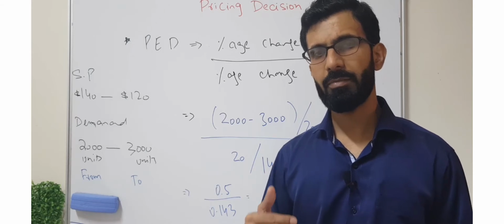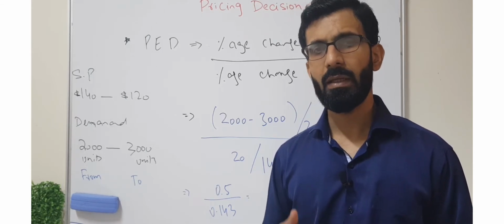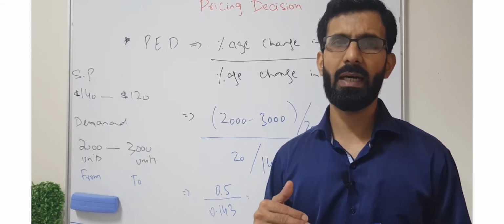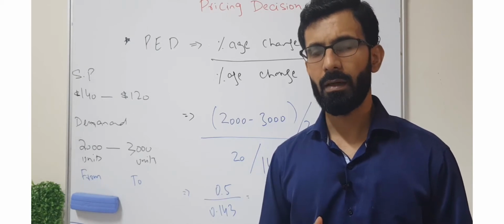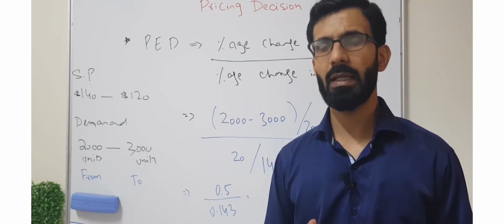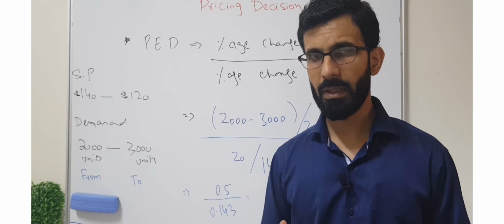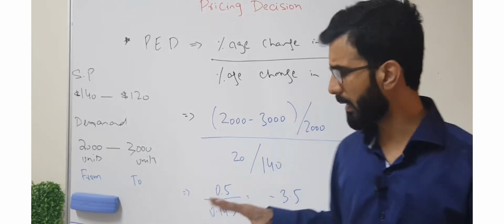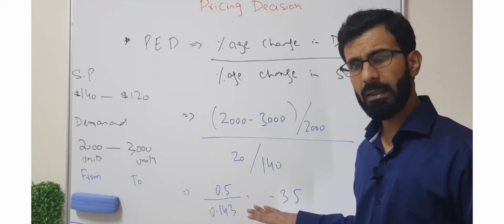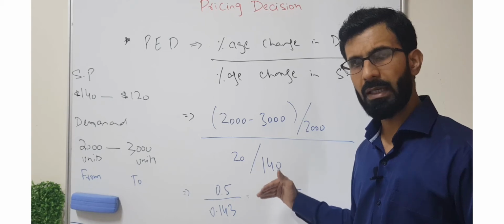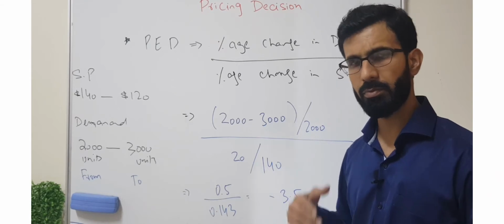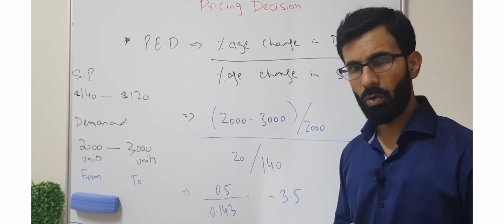So on the other hand, if price elasticity of demand is less than 1, then increasing the selling price will not have that much impact on the demand. So in that case, if demand is inelastic, then we will actually increase the selling price in order to increase the profitability. And here in this case, because demand is elastic, it is responding more. So by decreasing the selling price, because when we decrease the selling price, demand will increase by a bigger proportion, we will be able to increase our overall profitability.